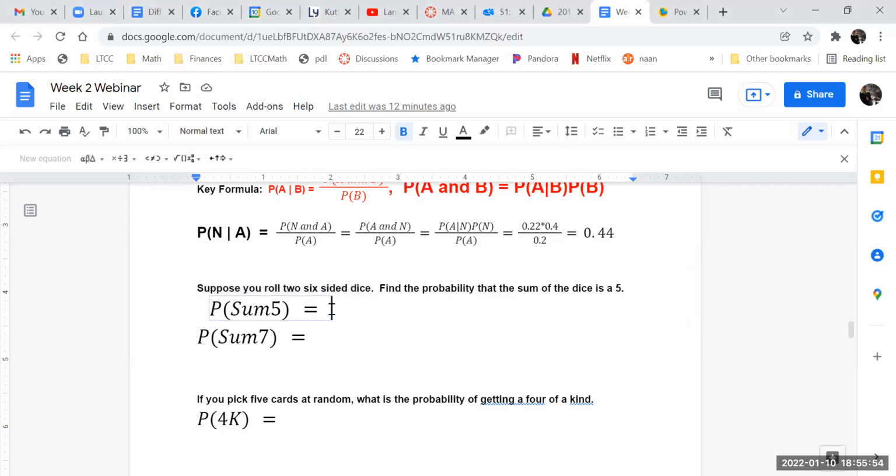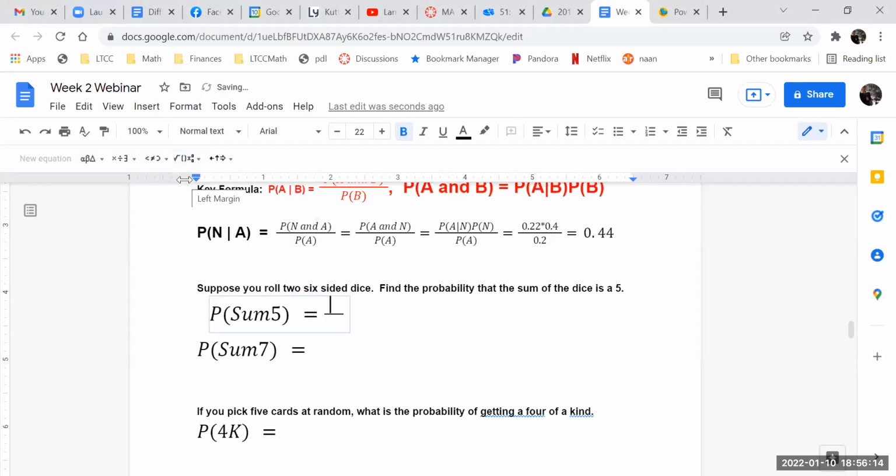Okay, so if you roll 2 6-sided dice, we're going to do this anyway. Find the probability the sum of the dice is a 5. So, probability the sum is a 5. All right, this we could actually do. I'm going to make a little fraction bar, and I'm going to start with the denominator. How many different ways are there to roll 2 6-sided dice? How many different ways are there to roll 1 6-sided die? The hint is it's an obvious, easy answer.